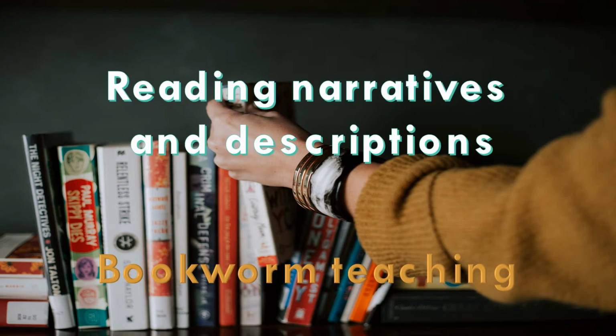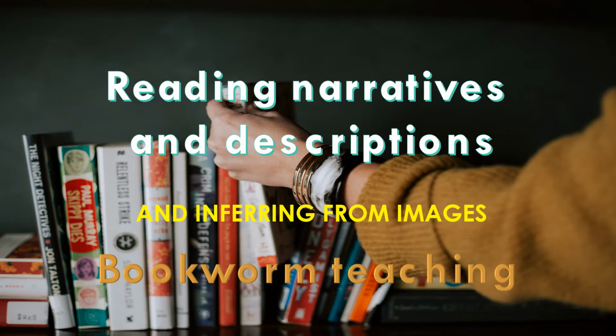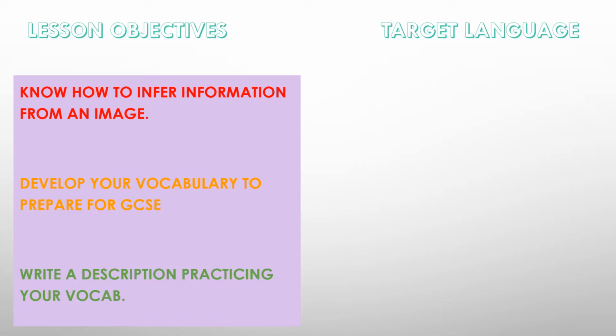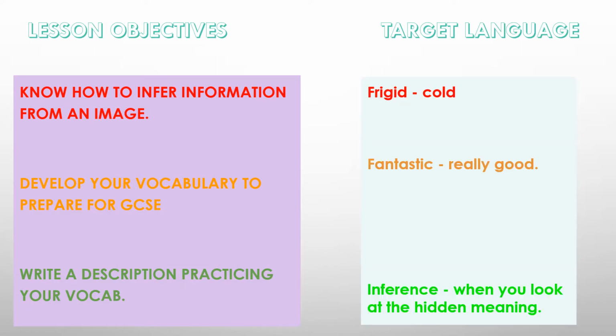So this lesson is on reading narratives and descriptions, and it's about inferring information from images as well. The lesson objectives were to know how to infer information from an image, develop your vocabulary to prepare for GCSE, and then write a description practicing your vocab. I'd say this is something you could do for functional skills, or for a low ability GCSE class. Okay, so we're introducing the language and we're looking at inferring.